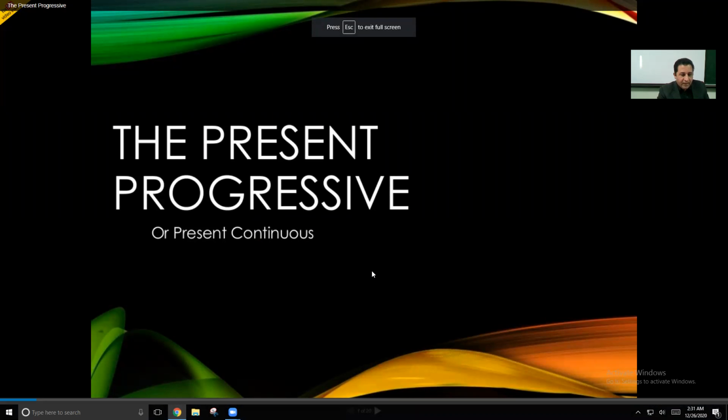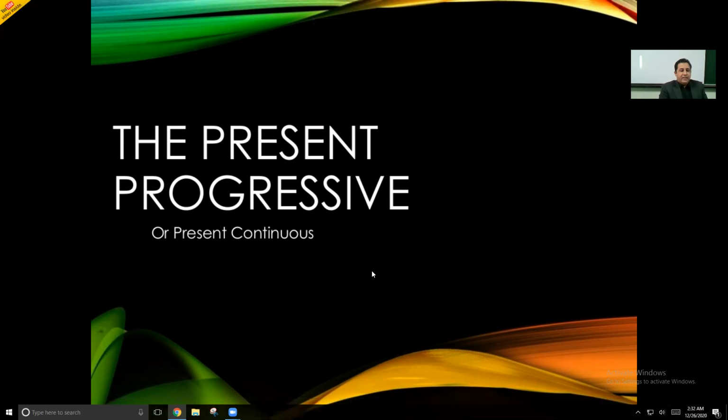So students, the present progressive tense describes actions that are happening now. They are in progress at the moment of speaking, and they are unfinished. They're still not completed. So present progressive tense is used to describe actions which are happening currently, right now at this moment. And there could be temporary actions.